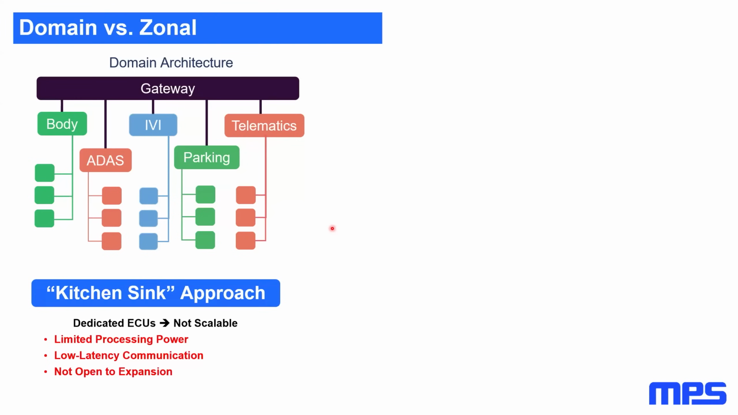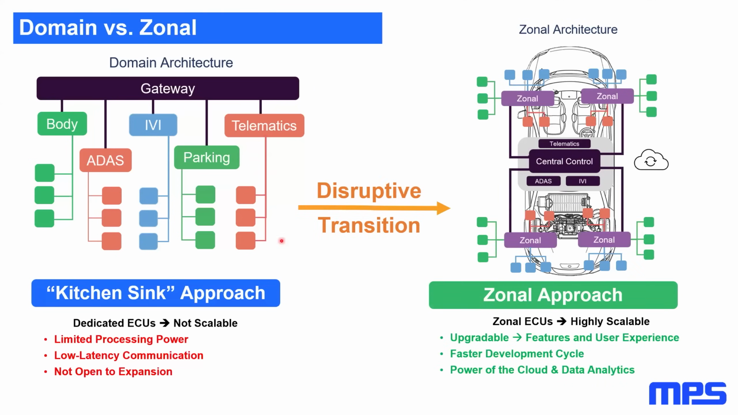So just to summarize, the domain architecture presents these challenges, such as the limited processing power, the low latency communication, and limited possibilities for expansion. From here, we have been thinking, what should we do next? In fact, we did go through a disruptive transition toward the zonal approach to bring answers to those challenges coming from the domain architecture. Let's have a look at those.